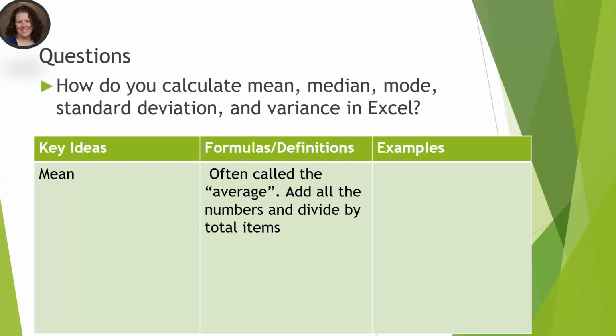The mean is often called the average. You add all the items in the list and divide it by the total number of items. And the Excel command uses the word average, and you list or highlight all the items. I'll show you how to do that in a minute.